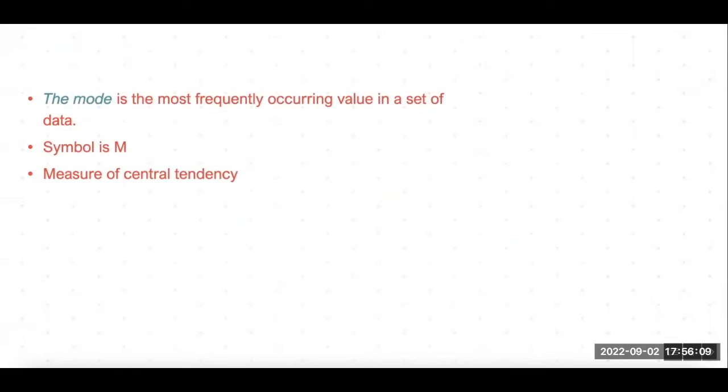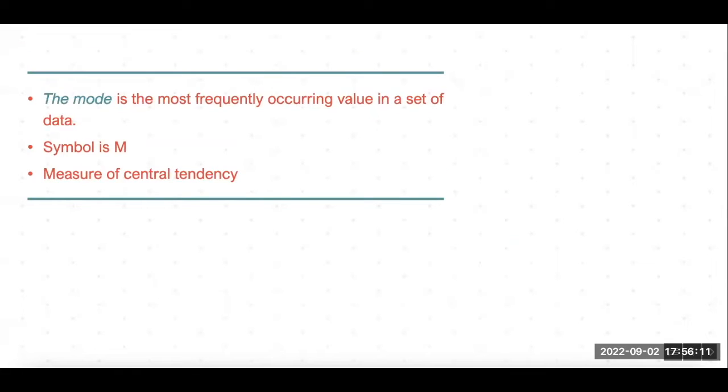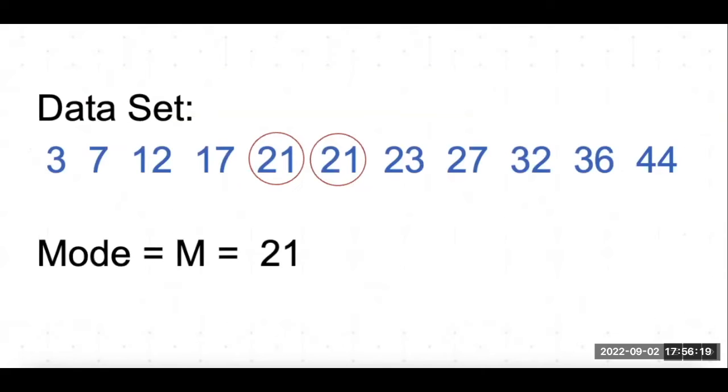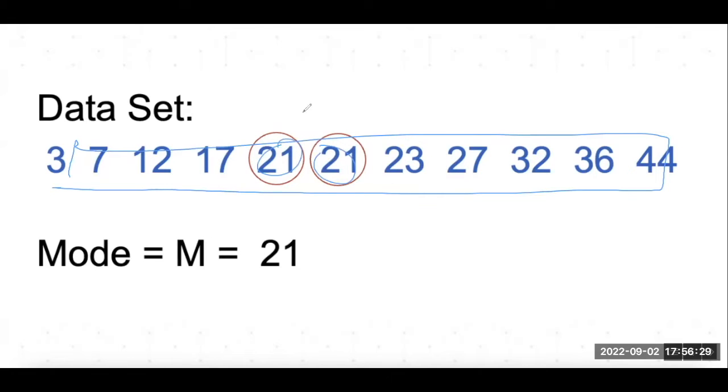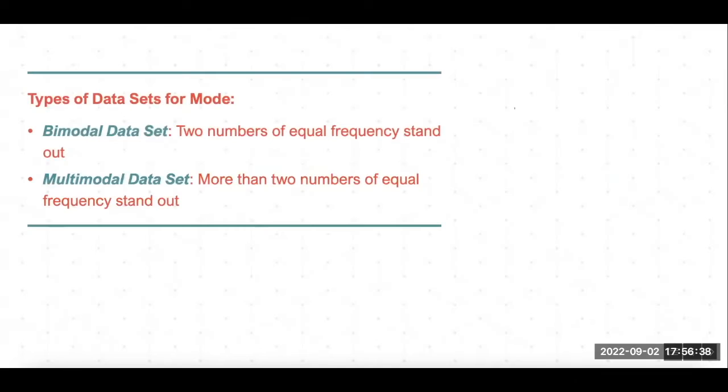Next is mode. That's the most frequently occurring value in the set of data. The symbol is capital M. Again, a measure of central tendency. The number that appears the most in this data set would be 21. 21 appears twice and the other numbers appear once. So M is 21.